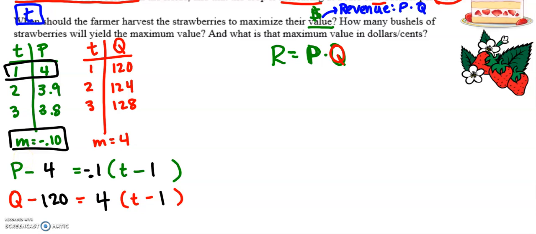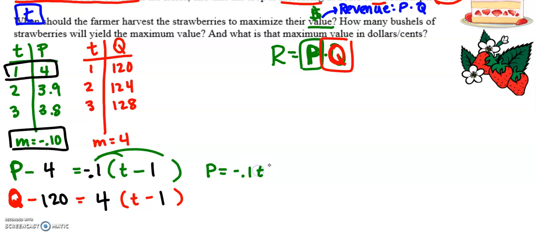I can isolate price to use in my equation up here, and I can isolate my quantity to use in my equation up here. So let's go ahead and do that. I'm going to end up with price equals, if you distribute this 0.1 in and add the 4 over, you end up with a price that's equal to negative 0.1 t. I don't like using t's, but we're using it for time, plus 4.1.